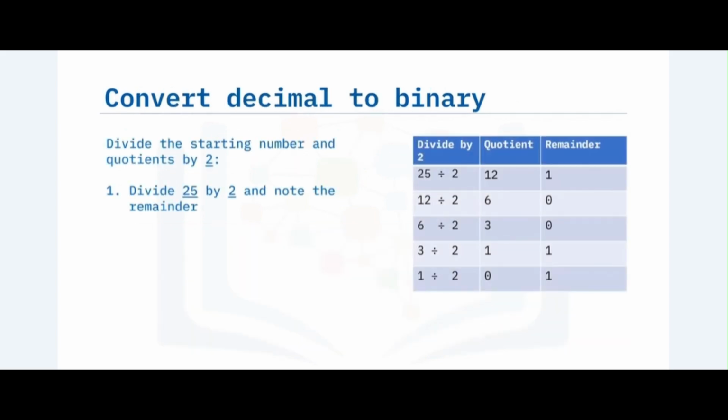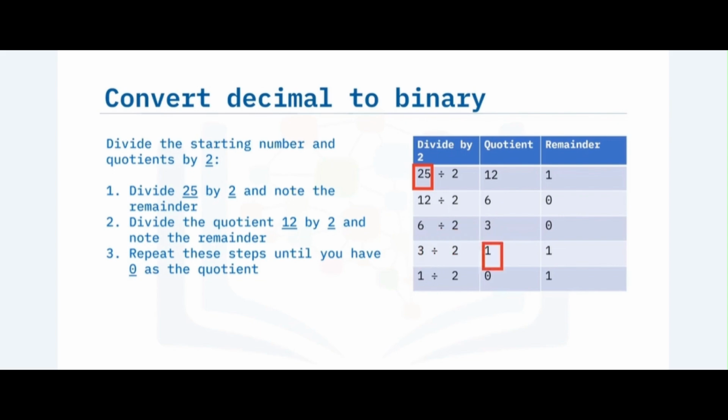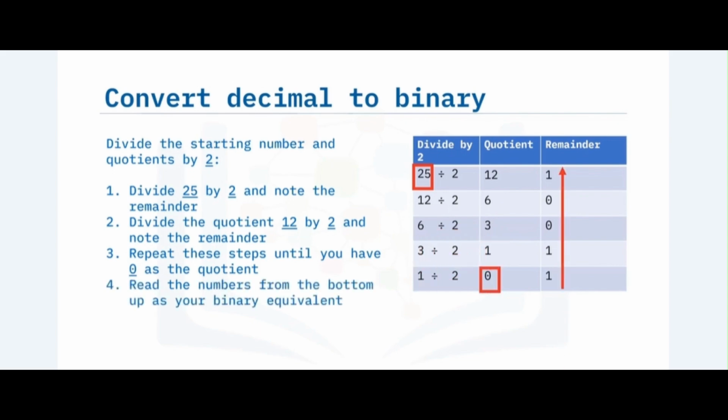To convert decimal numbers to binary numbers, divide your starting number and each subsequent quotient by 2 until the quotient equals 0. For example, start at the top of the column with the decimal 25. Divide 25 by 2 and note the remainder. Now, divide the quotient 12 by 2 and note the remainder again. Repeat these steps until you get 0 as the quotient.